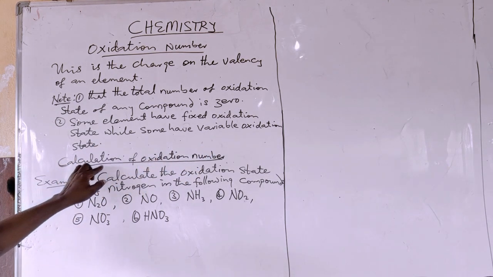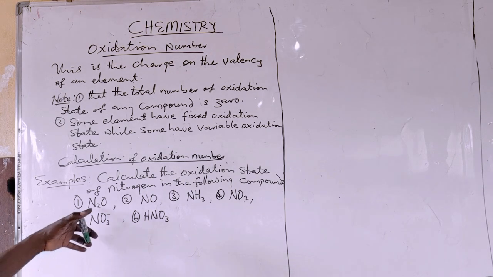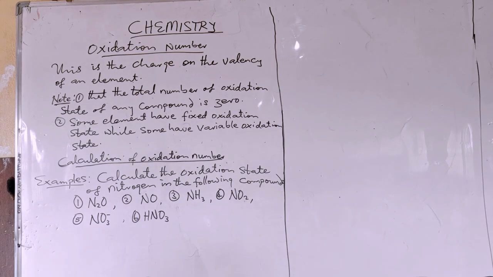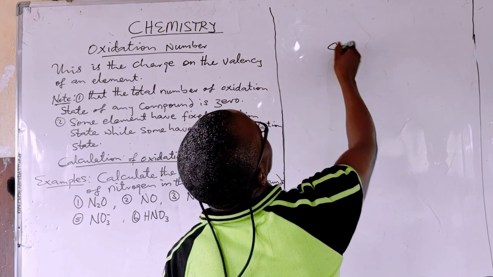Now let's do the calculation of oxidation number. Example: calculate the oxidation state of nitrogen in the following compounds. 1. N2O. 2. NO. 3. NH3. 4. NO2. 5. NO3 minus. 6. HNO3. Now let's see. Solution.